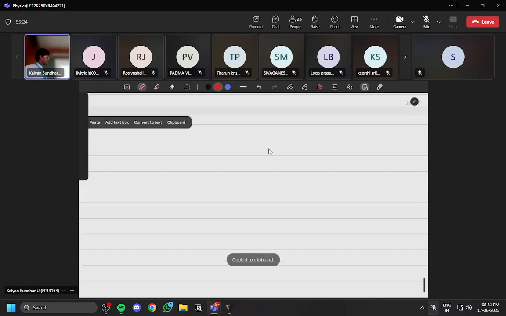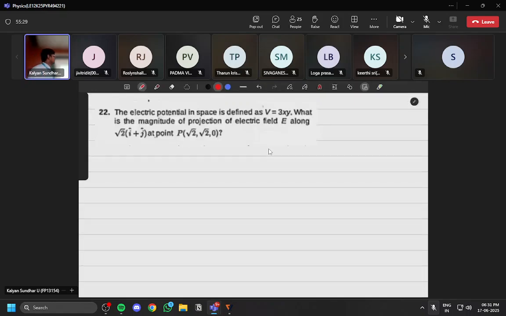This question. Potential is given as 3 into xy. And they are asking what is the magnitude of the projection of electric field. So projection, we have studied vectors. A vector dot B vector will be equal to magnitude of A, magnitude of B into cos theta. Now when they ask for projection, it is the projection of one on the other. Here they have asked the projection of electric field, right? E into projection of what at a point P. This is the displacement vector, correct? So one vector is E and the other vector is your position vector.